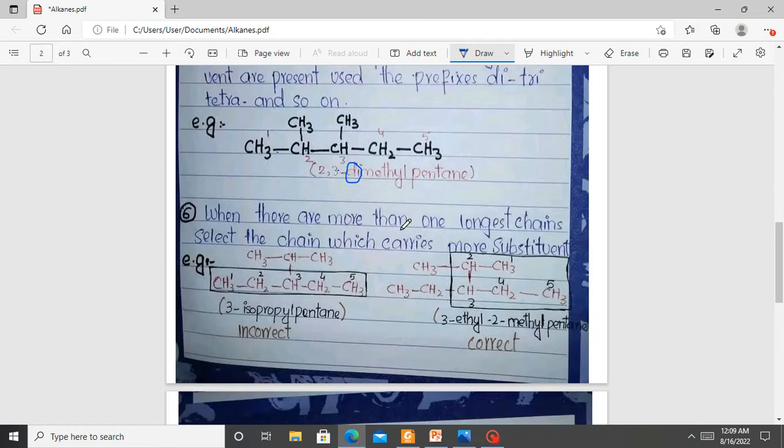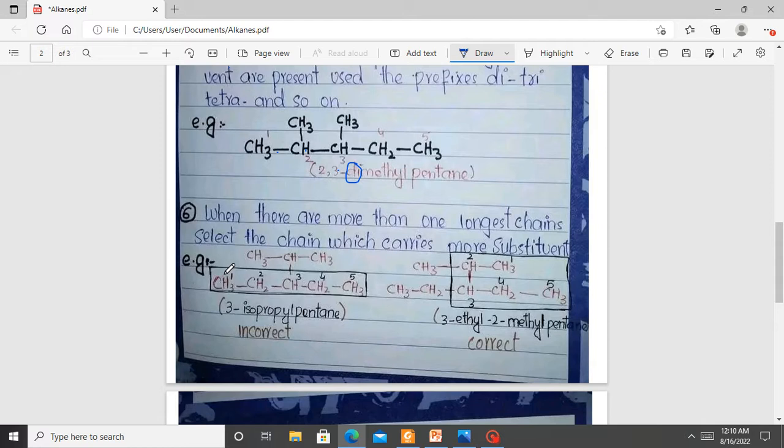When there are more than one longest chains in the organic compound, we select the chain which carries more substituent. This one is very important. When there are more than one longest chain in the organic compound, we select the chain with the more substituent. So we have this, we have that. We can do the naming from here.